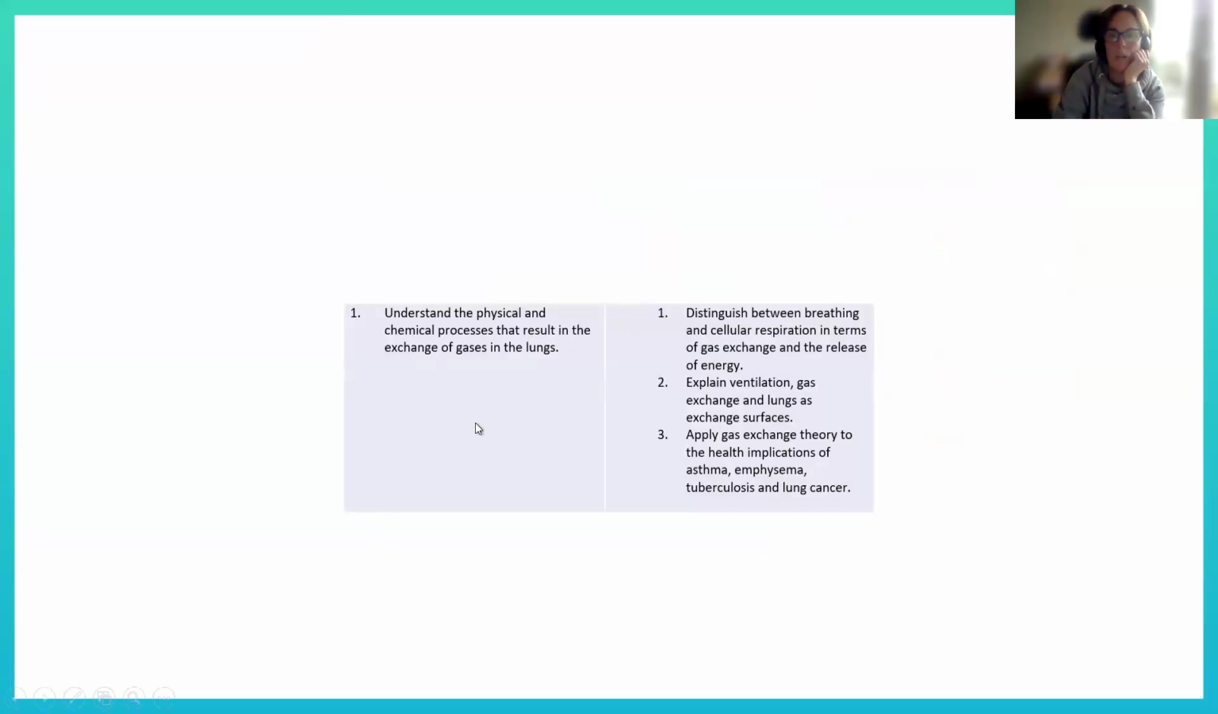Okay, so let's just do a check of where we're up to. Breathing and cellular respiration, we need to distinguish between. We're going to look at cellular respiration in a minute. We've looked at ventilation, so that's getting air in and out of the lungs and the exchange surfaces. We've had a look at asthma and emphysema, lung cancer, and we're going to have a look at TB in a minute. So I'm just going to stop sharing this one and put the next one up. And this is the last one on this topic now.